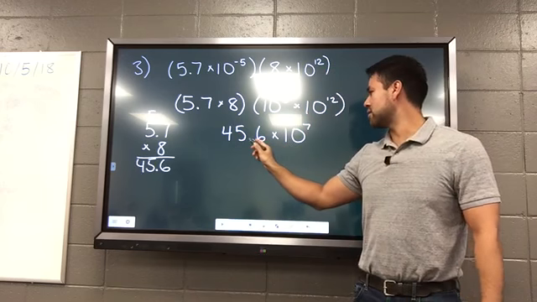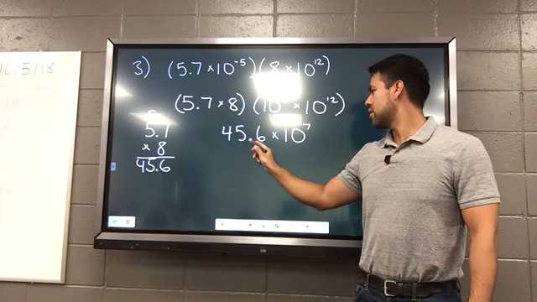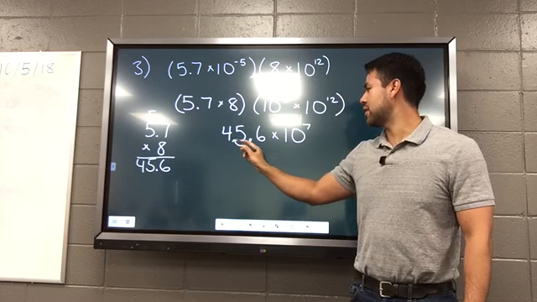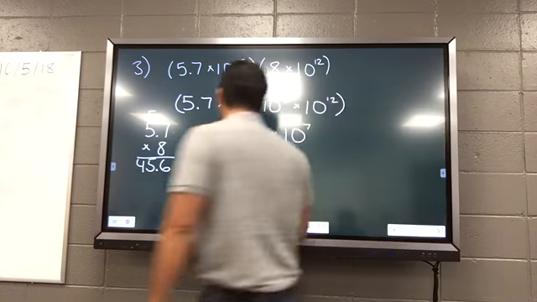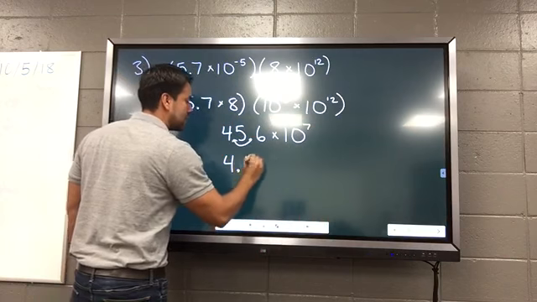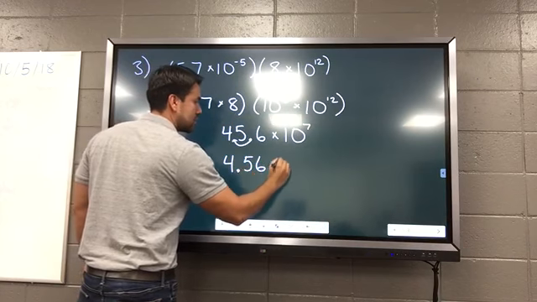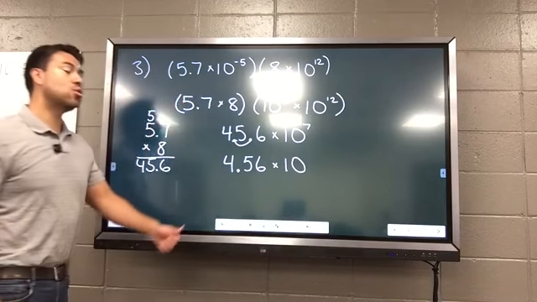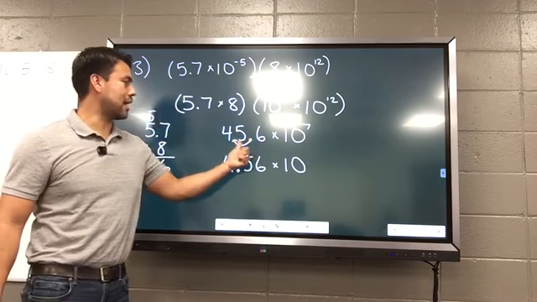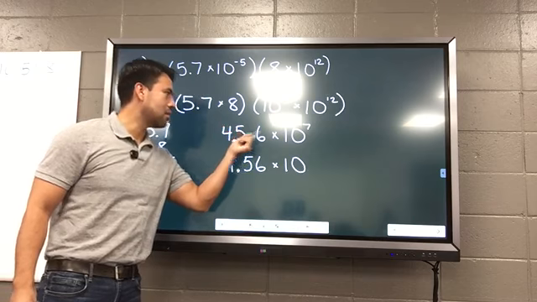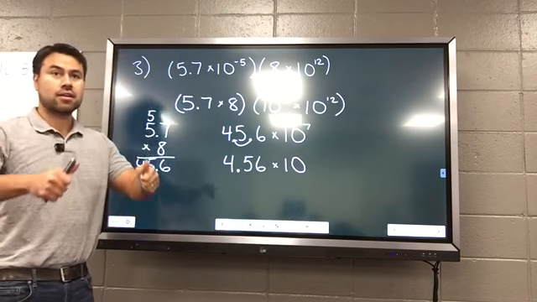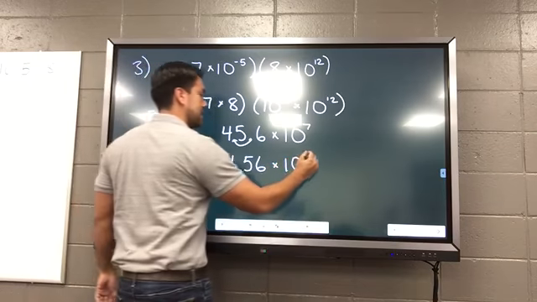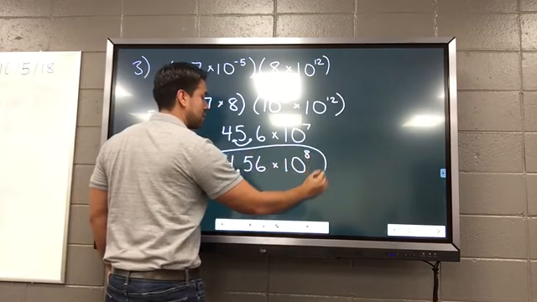So, Matthew, where do I have to move it? To the 4. Right here, between the 4 and the 5. Good. And I'll put a little arrow there. So I should get 4.56 times 10. If I moved it once and it was a big number, what happens to that exponent? Goes up 1 to 8. So it should be 4.56 times 10 to the 8th.